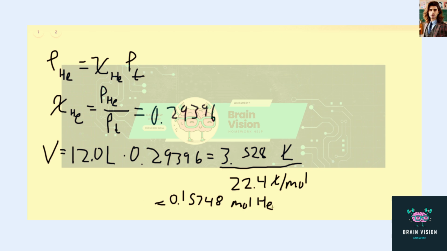And now that we have our number of moles of helium, we can use its molar mass, 4.0 grams per mole. And we don't divide by the mass. We multiply in this case, since we're going from moles to grams, not grams to moles. So we multiply by 4 grams per mole, and we get that we have 0.630 grams of helium. And that is our final mass.